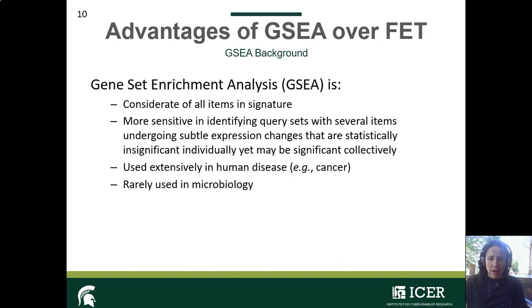So just to summarize the advantages of using GSEA over Fisher's exact test. GSEA considers all the genes in a signature, not just those that reach a cutoff. That makes it more sensitive to identifying query sets where several items may not reach statistical significance, but collectively have some sort of a biological relevance. GSEA is used extensively in human models like cancer, but is very rarely used in microbiology for several reasons we won't get into here.